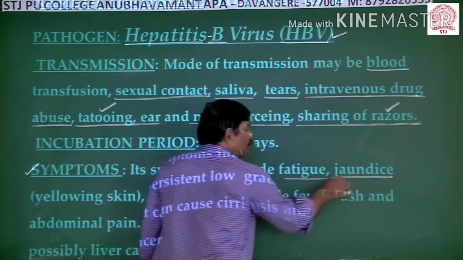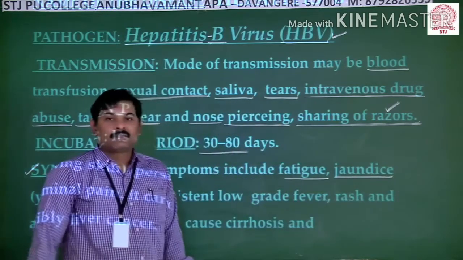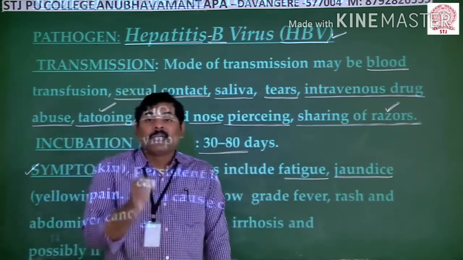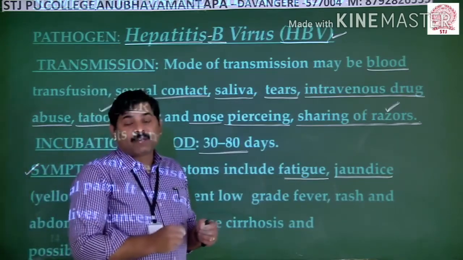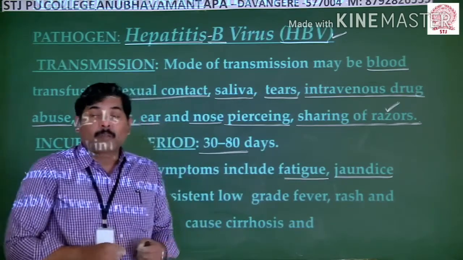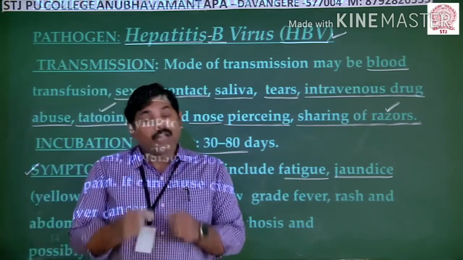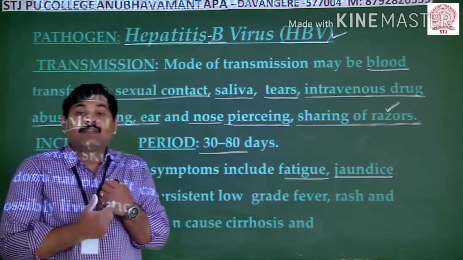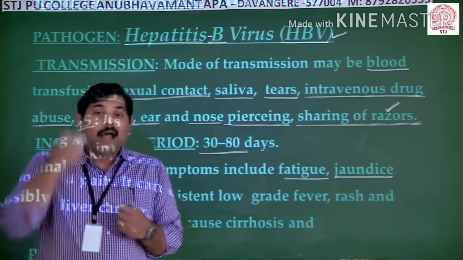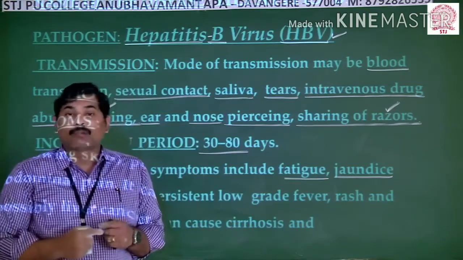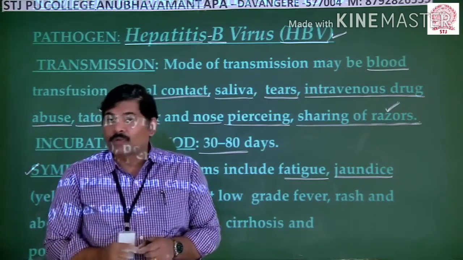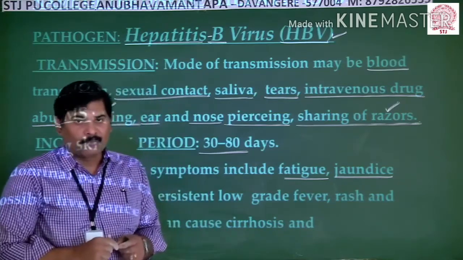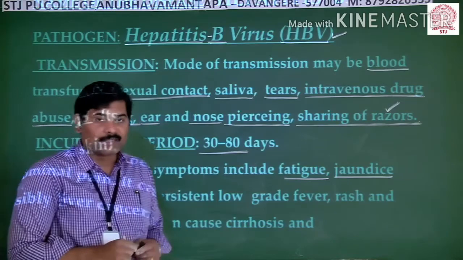Thereafter, jaundice. This virus particularly affects our liver. Since the liver is getting affected, the person will develop jaundice also. During that time, the skin will turn yellow, and the white portion of the eye will also turn yellow. Even the urine will come out in yellow color. So these are all the symptoms of jaundice.